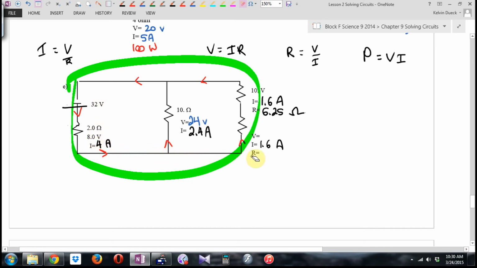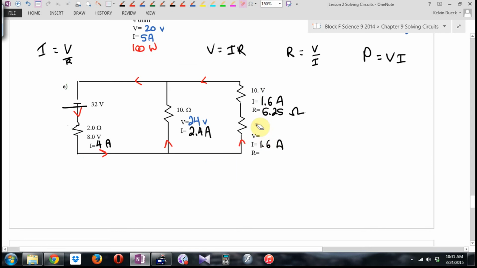Keep going. How high? Don't know. Did I get to the ground? Well, if that's 10 and you told me I still had 24 to deal with, how high does this hill have to be? Say it loud and proud. 14. Has to be 14 volts. Ding, ding, ding.